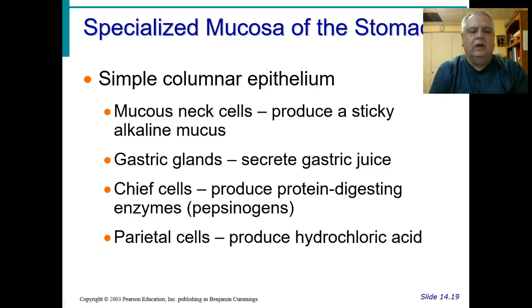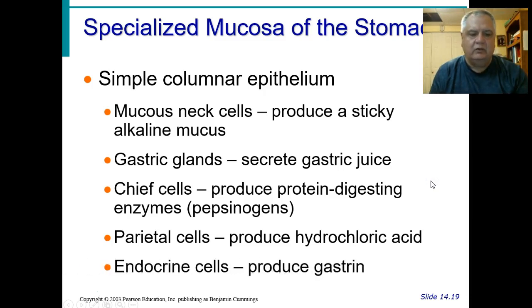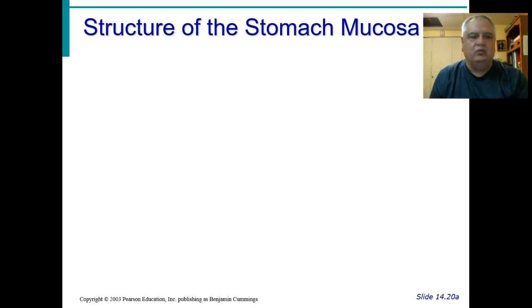In addition, in the gastric glands, we're also going to find parietal cells. The parietal cells produce the hydrochloric acid that we hear so much about associated with the stomach. And then finally, there are also endocrine glands, and these endocrine glands produce a hormone called gastrin, which is very important in appetite and appetite control.